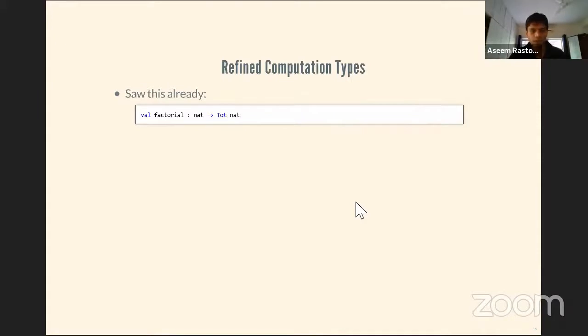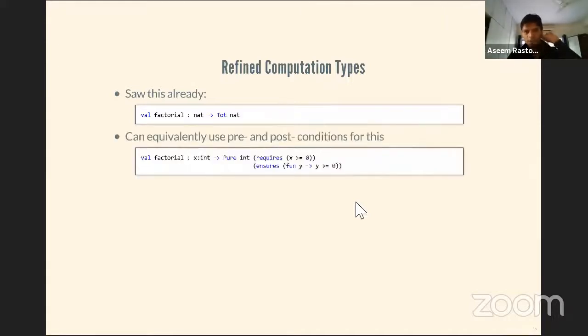So we saw this type nat arrow tot nat. Here we are refining the values, but we could equivalently refine the computation type. So pure is a computation type in F star. And this type equivalently could be written by adding pre and post conditions to pure. So pure takes two more arguments, a precondition, which is written using requires, and a post condition that is written using ensures.